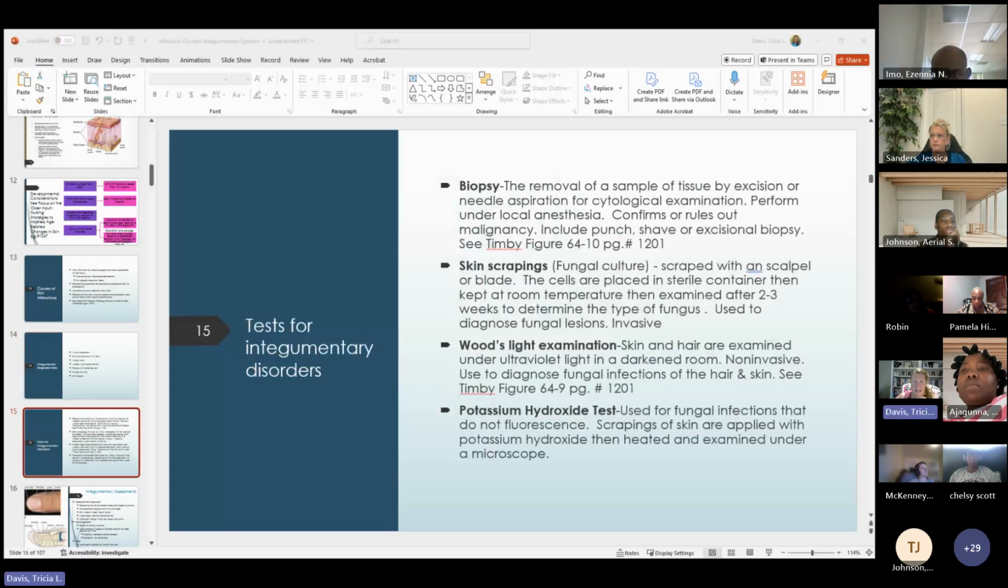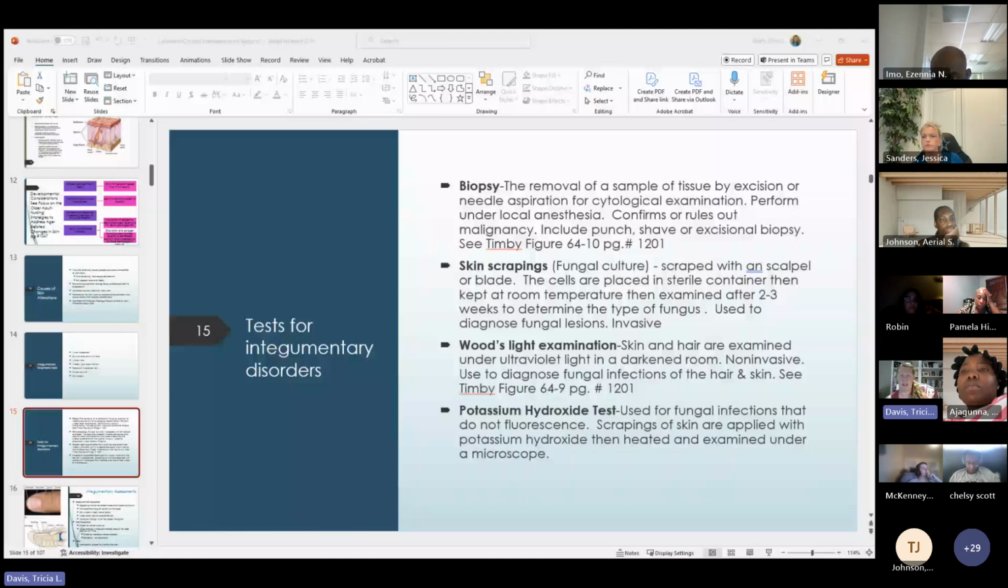So when we do a biopsy, this is going to be where they go in and they take a sample of tissue to be able to send off to the lab and look at it under a microscope. So they can take tissues and they can freeze them, they can place them in formaldehyde, they can stain it, they can do a lot of different things with it. It just depends on what they're trying to rule out. A lot of biopsies, especially our skin biopsies, can be done under local anesthesia. And then we do a lot of biopsies to find out if we have any type of malignancy.